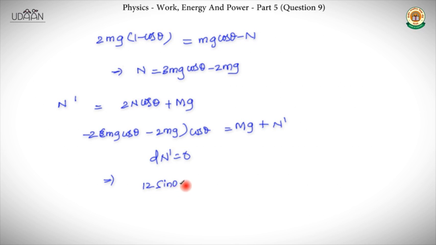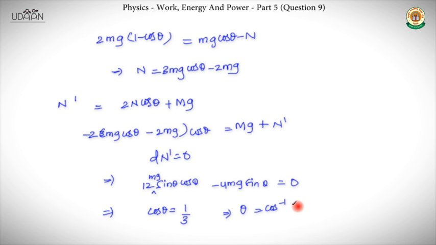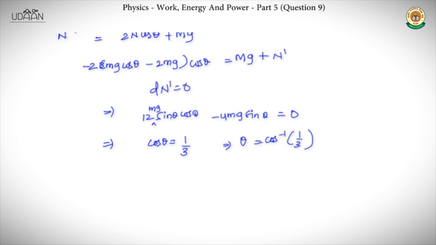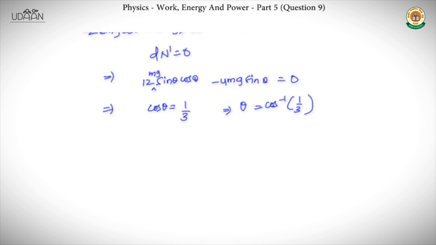So by differentiating we will be getting 12 mg sin theta cos theta minus 4 mg sin theta is equal to 0. Here I missed this term. By solving this equation we will be getting cos theta is equal to 1 by 3. That implies theta is equal to cos inverse of 1 by 3. So at an angular displacement of cos inverse of 1 by 3, the normal reaction will be minimum. So that solves the first part of the question.